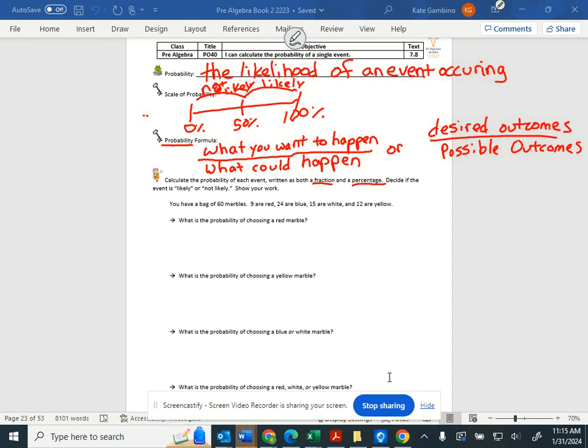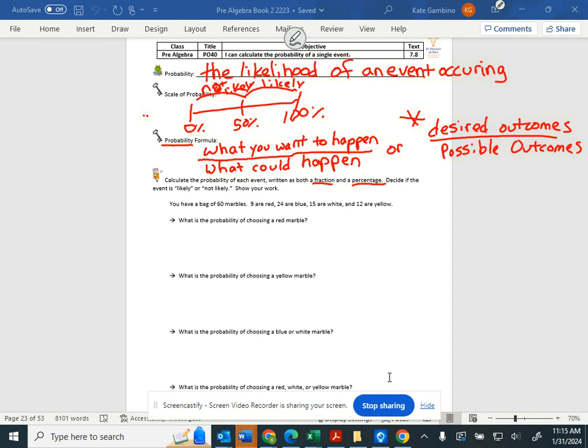So we have a bag of 60 marbles. 9 are red, 24 are blue, 15 are white, and 12 are yellow. So remember our formula. Desired outcomes over possible outcomes. What is the probability of choosing a red marble? What would my fraction look like? Using that formula, desired over possible.